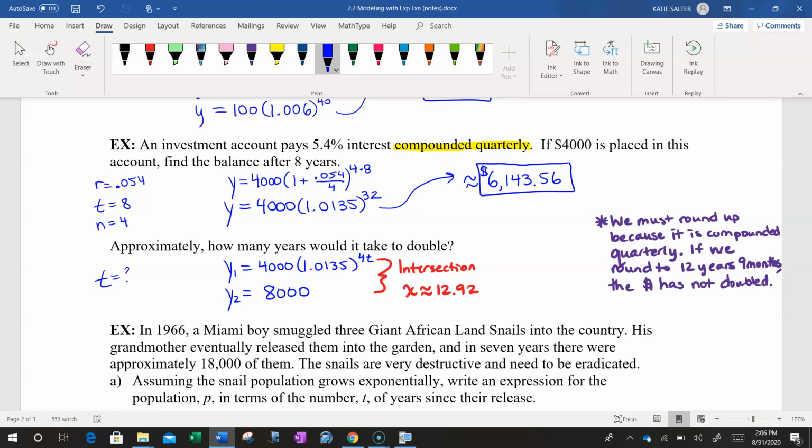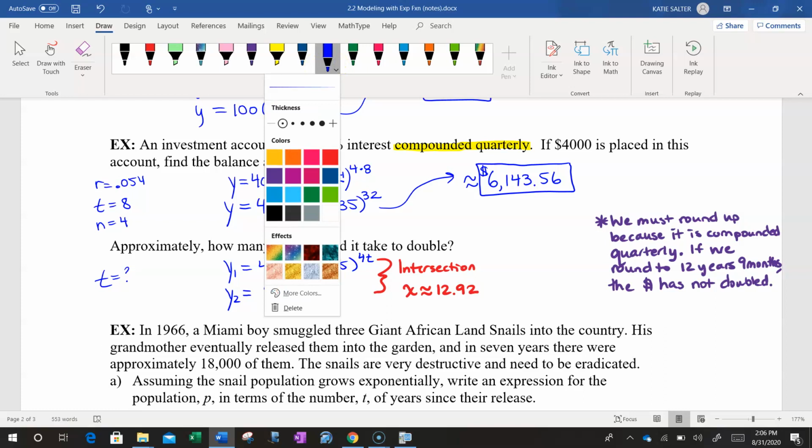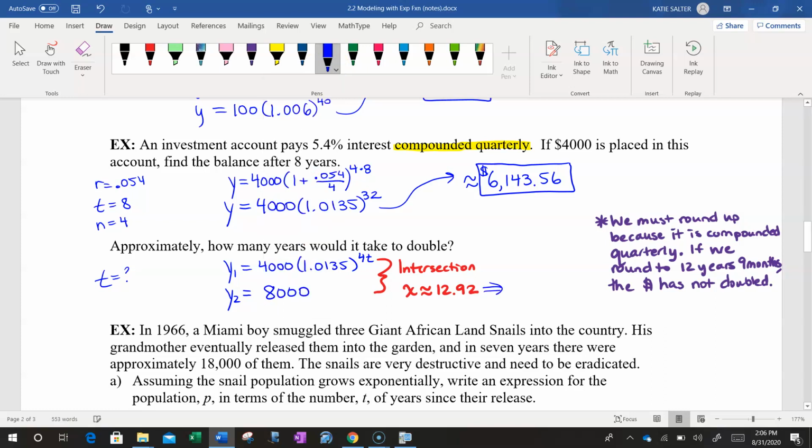When you find this intersection in your calculator, you get that it's about 12.92. Again, you have to remember that this is being compounded quarterly, so because that's more than a quarter, we got to round that up, and this would be 13 years. If we say that it would be 12 years, 9 months, the money actually hasn't doubled yet. So we have to look at each quarter.